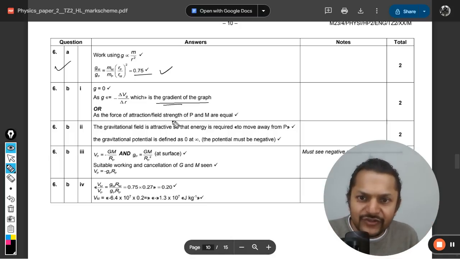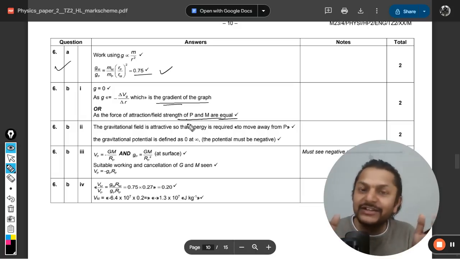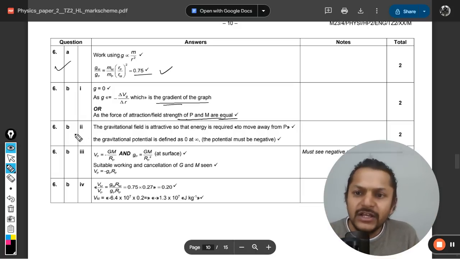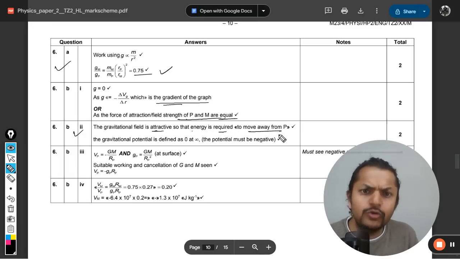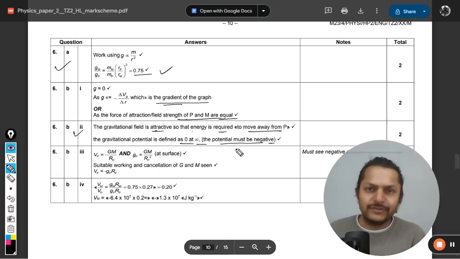As the forces of attraction between P and M are equal, you can say that the gravity there is zero, it is the Lagrange point. At this point, the gravitational field is attractive, so energy is required to move away. Gravitational potential is defined as zero at infinity. Potential must be negative otherwise.